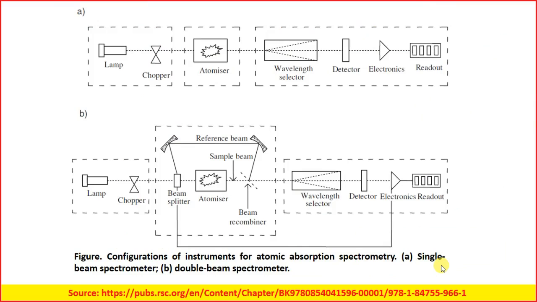Now we come to the configurations of the instruments for atomic absorption spectrometry. We have a lamp, and within this lamp we have a chopper. What this chopper does is, from here you will be getting a continuous beam of light. Now this chopper breaks that light.